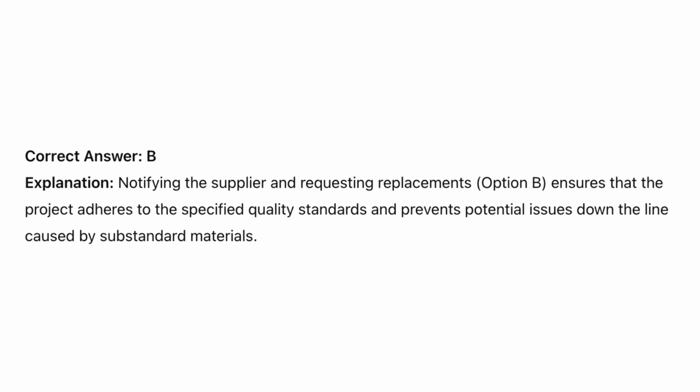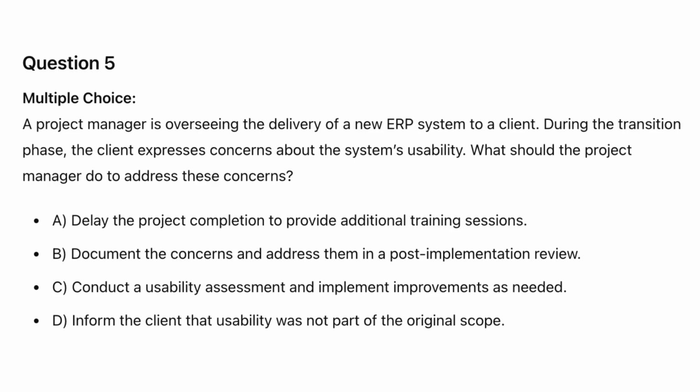Correct answer: B. Explanation: Notifying the supplier and requesting replacements. Option D ensures that the project adheres to the specified quality standards and prevents potential issues down the line caused by substandard materials. Question 5.